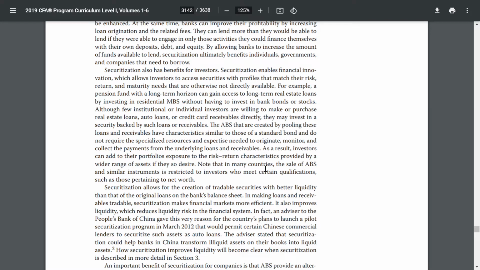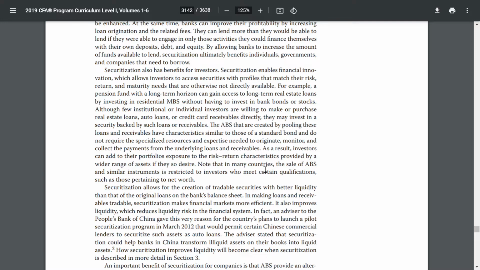Securitization also has benefits for investors. Securitization enables financial innovation, which allows investors to access securities with profiles that match their risk, return, and maturity needs that are otherwise not directly available. For example, a pension fund with a long-term horizon can gain access to long-term real estate loans by investing in residential MBSs without having to invest in bank bonds or stocks.